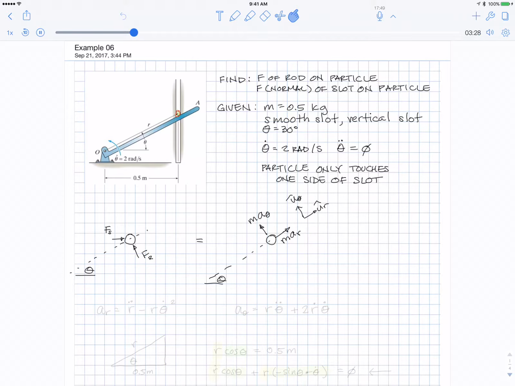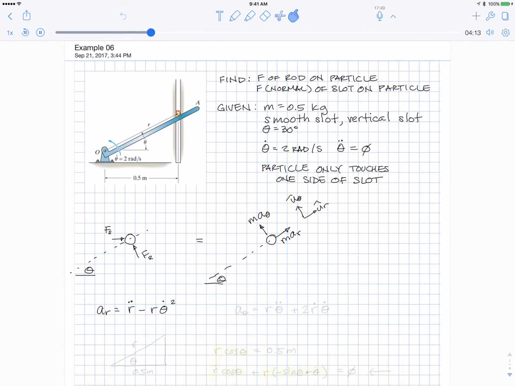Okay, so they want to know what the force of the slot and the force of the rod are. We should be able to solve that if we knew what the accelerations were. And we just finished chapter 12, so let me refresh your memory. a in the r direction, remember, is r double dot, the acceleration along the radius linearly, minus the centripetal acceleration coming back in, r theta dot squared. And so let's see if we know that. They just give us theta dot and theta double dot. We're going to have to get r and r double dot.